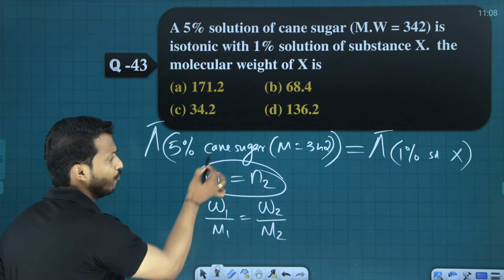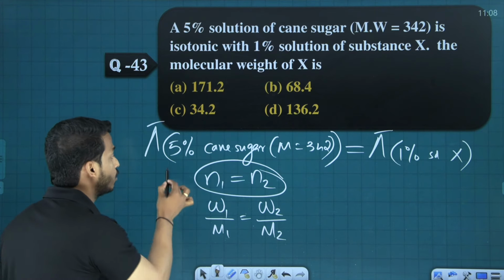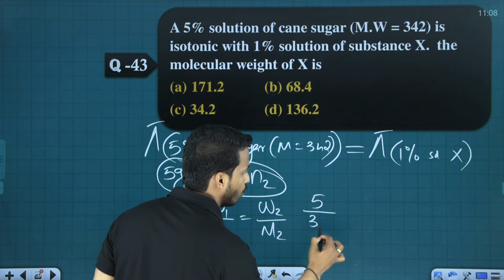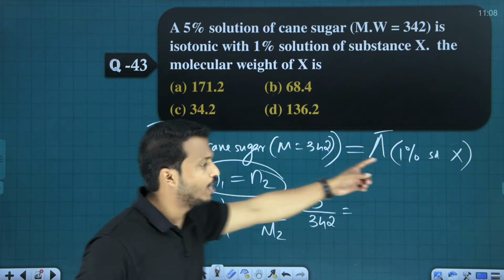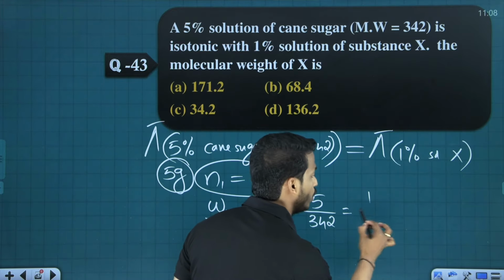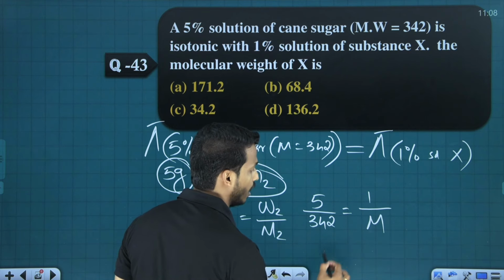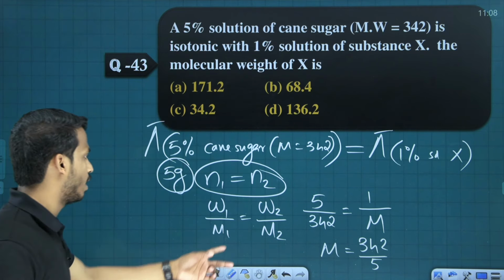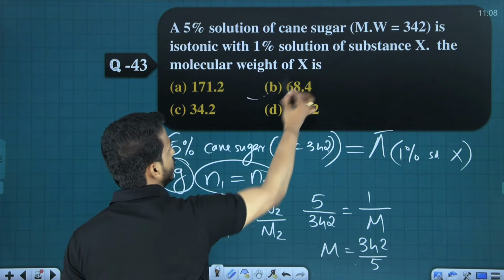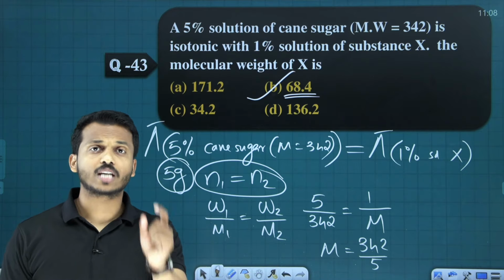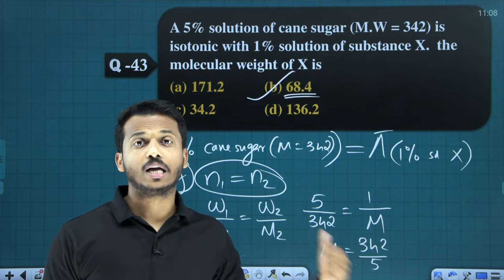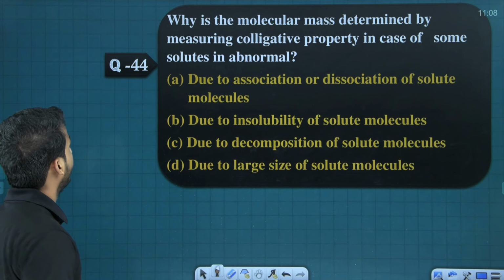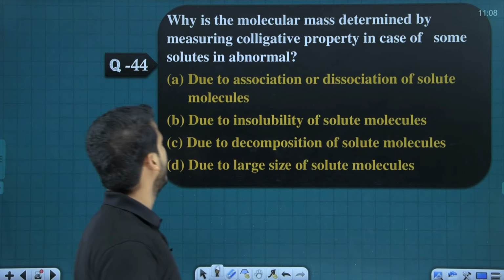What is the weight of the first solution? What do you mean by 5%? 5% means 5 gram. So weight of first is 5, its mass is 342. What is the meaning of 1%? 1 gram. So weight of second is 1, and its mass we are supposed to calculate. So mass is equal to 342 divided by 5, which is 68.4. So if it is an isotonic solution, please use W1 by M1 equal to W2 by M2.